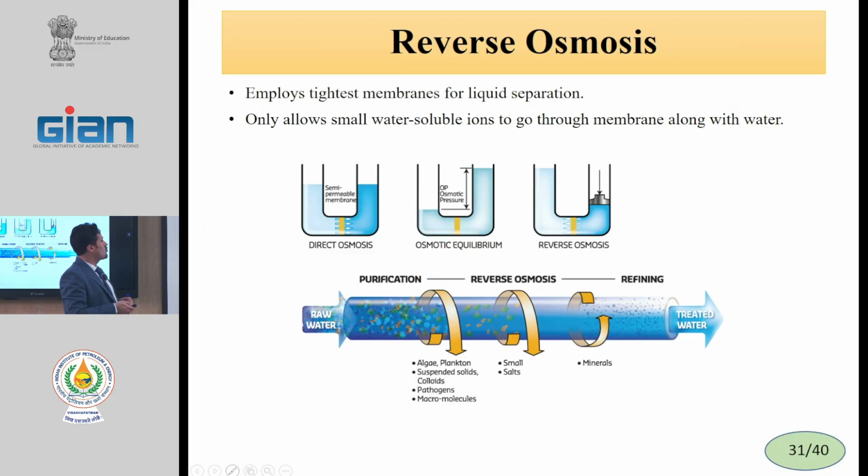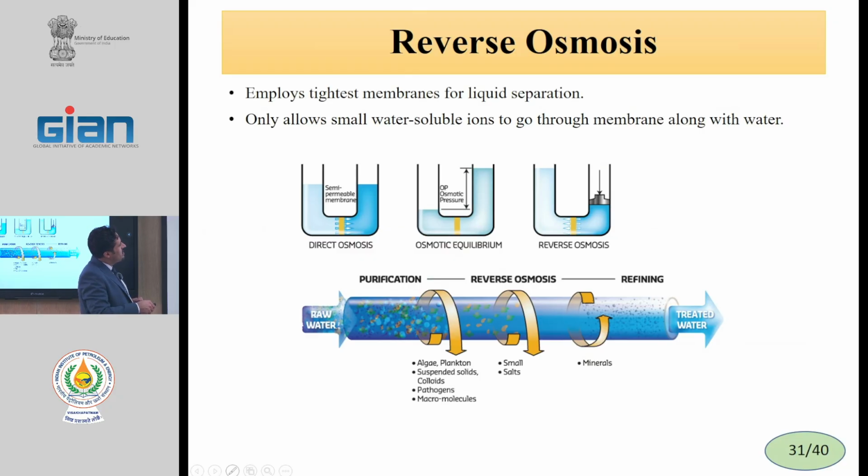Another method, and the most famous in membranes, is reverse osmosis. As you know, we have direct osmosis. In direct osmosis, pure water is adsorbed into the saline water or sugar water. But in reverse osmosis, we want to separate water from saline water, not have pure water go to the saline water. Therefore, we must apply pressure.